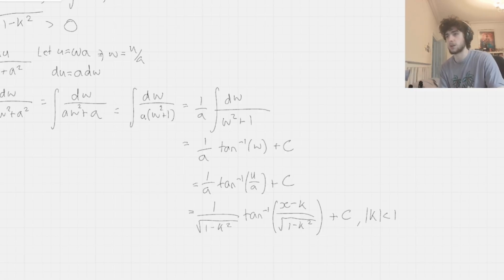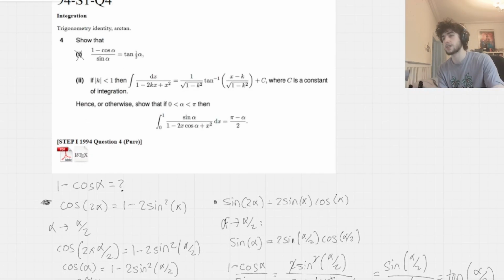K is, I assume, some real number between -1 and 1. So that square root is a real number. Okay, a positive real number if you want to be specific. Okay, right, so is that exactly what they have? I hope it is. So 1 over the square root of 1 minus k squared arctan of (x minus k) all over the square root of 1 minus k squared plus c, where c is the constant of integration.